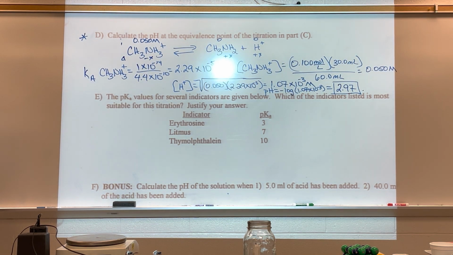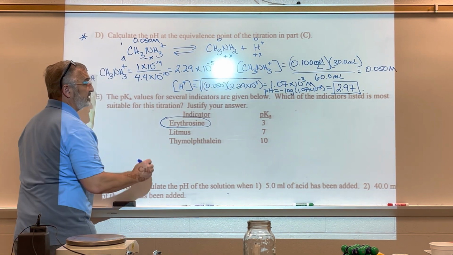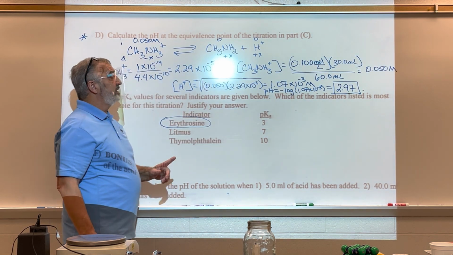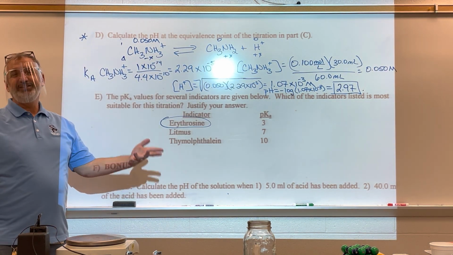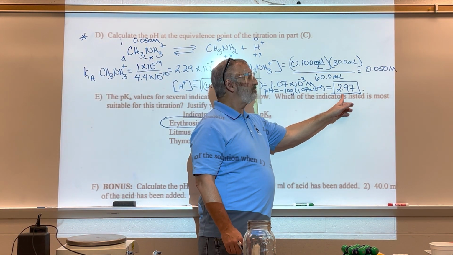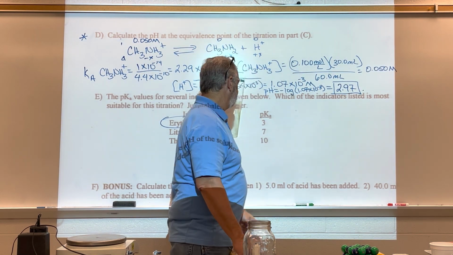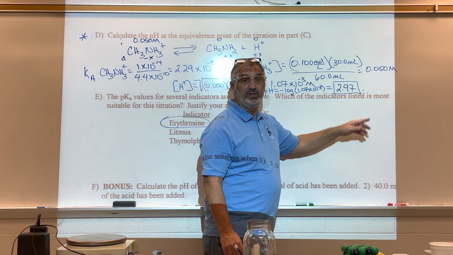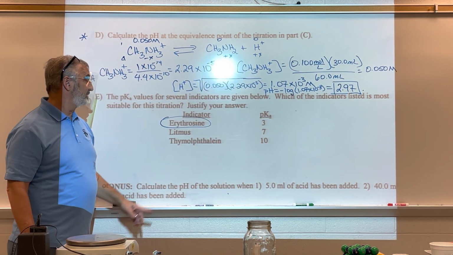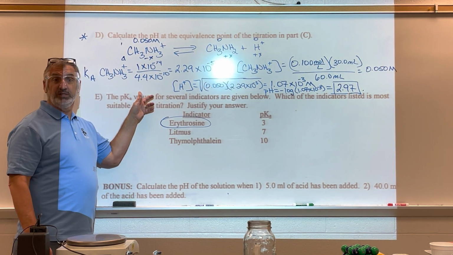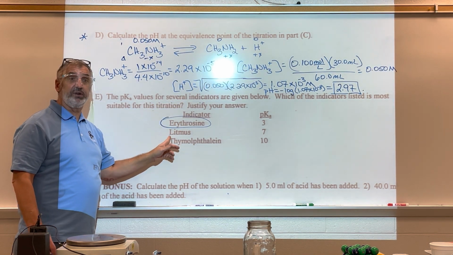So which indicator would be the best? Okay, this one right here, because the pKa is closest to the pH at the equivalence point. Now, here's the good news. If you totally screwed this up and you get the pH to be 8.92, okay, well, let's not do 8.9, it's too close. Let's go 8.1. Which one would you pick then? Litmus. And you get your point for this, even though this one's completely wrong, because based upon your wrong answer, you chose the right one.